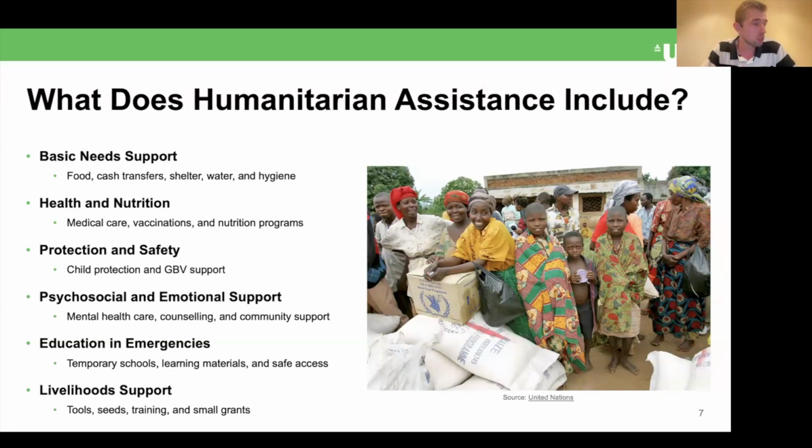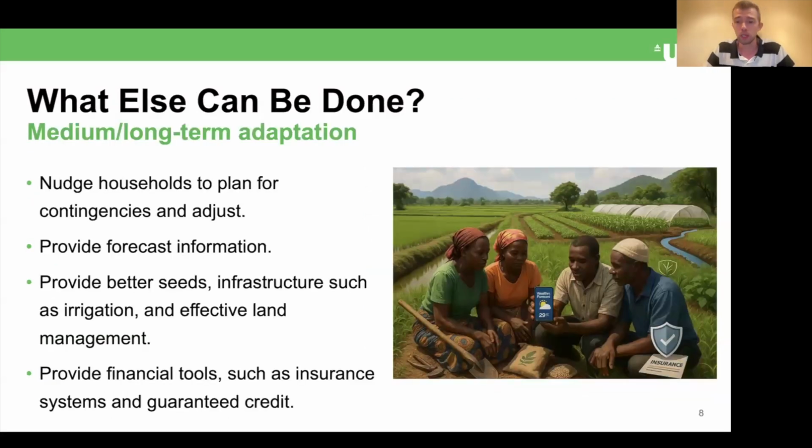More recently, during the COVID-19 pandemic, we saw a strong focus on education in emergencies that has gained a lot of attention: temporary schools, learning materials, and safe access. And finally, livelihood support, so rebuilding after disasters happen by providing tools, seeds, training, and small grants to rebuild or start new businesses. Now, what else can be done?